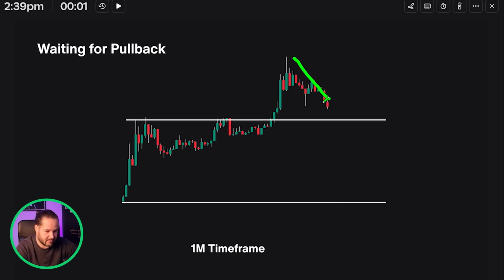Then we have the pullback to the opening range high, like here in this case. And the important thing is that on the pullback, we don't close below the opening range high. It's okay if we don't pull back completely to the opening range high and have some space left, like here in this case. Yeah, there's some space left. That's completely fine. But it's important that we stay above the opening range, because this allows us to look for a long entry signal in the next step, because we expect markets to turn bullish again after this pullback, if we stay above the opening range high.